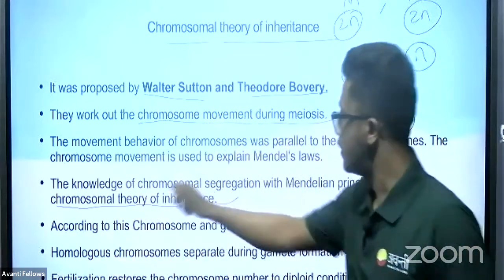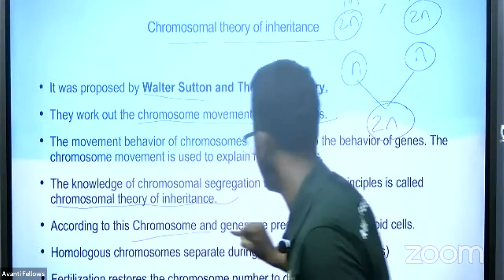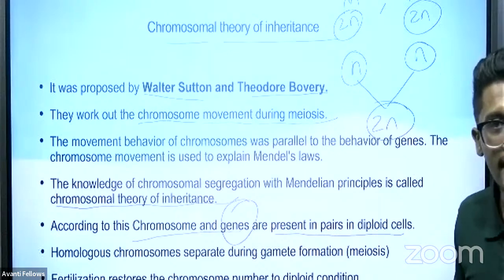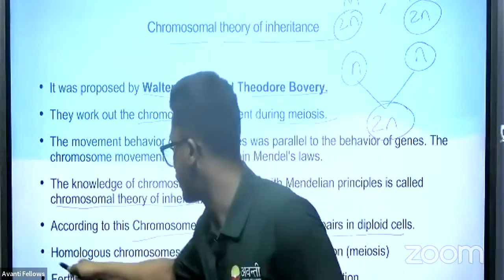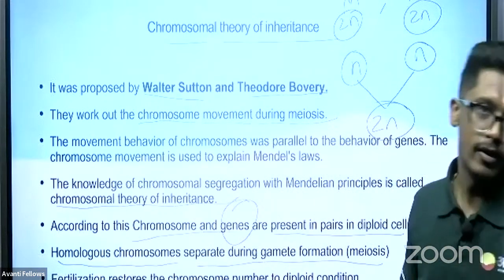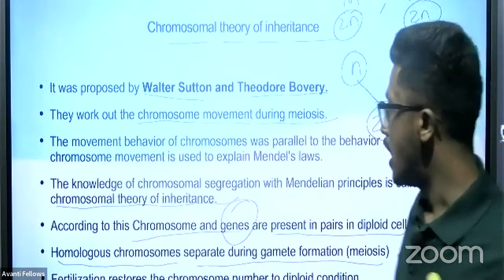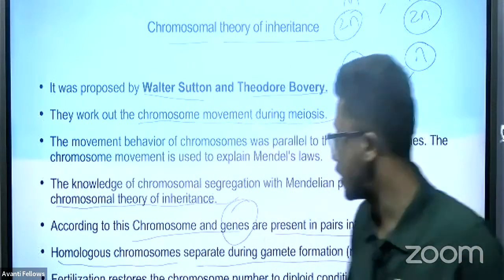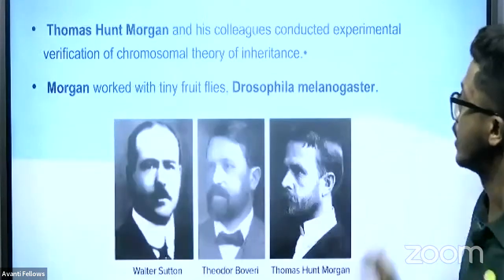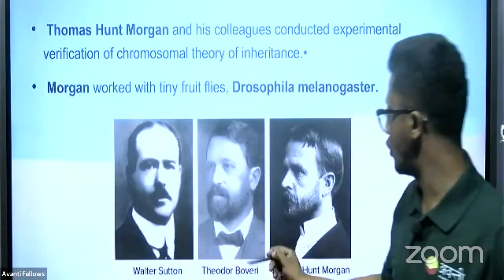So that's when the chromosomal theory of inheritance came. What does it say? According to this, chromosomes and genes, meaning alleles, are all present in pairs, correct? Now, in homologous chromosomes, what will happen? They separate during gamete formation in meiosis. The same way the alleles separate during meiosis, chromosomes also separate during meiosis. And after fertilization, the chromosomes which became haploid will become what? Diploid. This is what Walter Sutton and Theodore Boveri proposed, the two great scientists, Walter Sutton and Theodore Boveri.